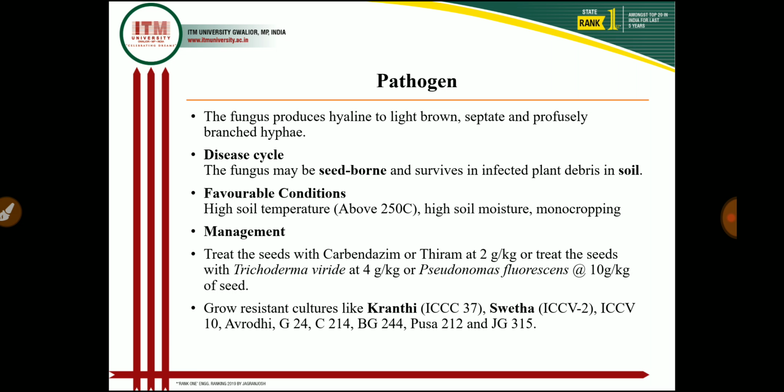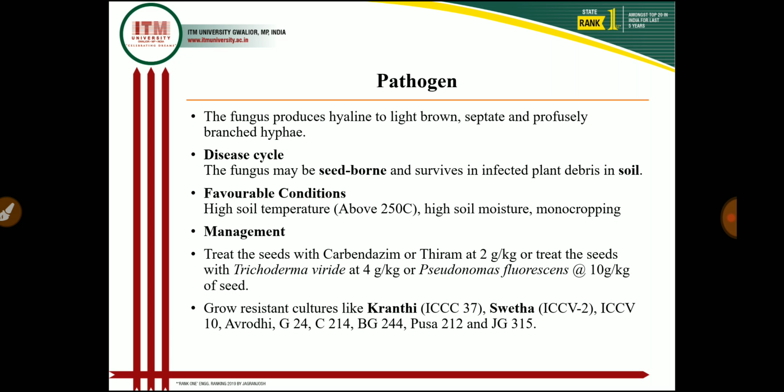Chlamydospores are also produced by the Fusarium, and these chlamydospores are rough-walled or smooth, terminal to intercalary, and may be single or in pairs or chains. So these are the pathogen characteristics of the Fusarium, and the most important one is that Fusarium produces macroconidia as well as microconidia.